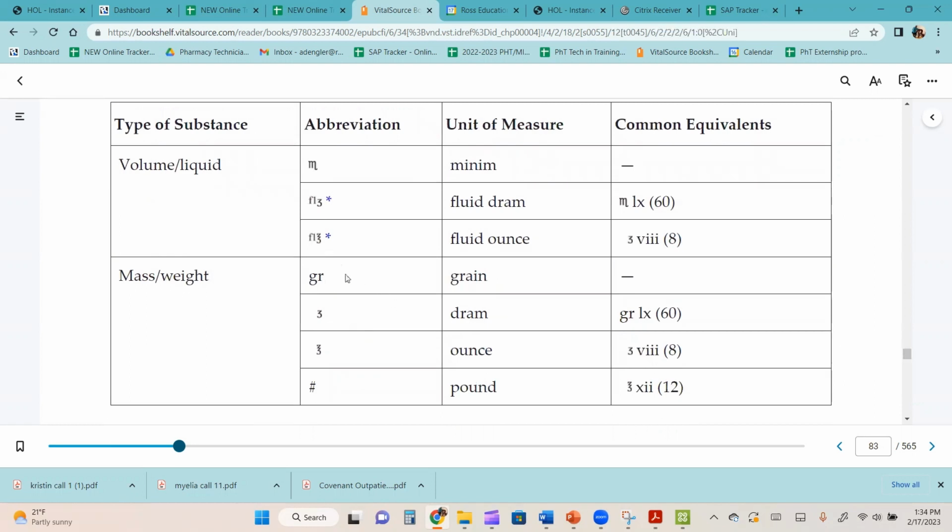And then grain is GR. So remember that when you see GR, that's grain. A lot of students get that confused for grams. Grams is G. Sometimes people use GM for grams, but never GR, that is grains. So you can see here the dram symbol, the ounce symbol, and then of course pound.